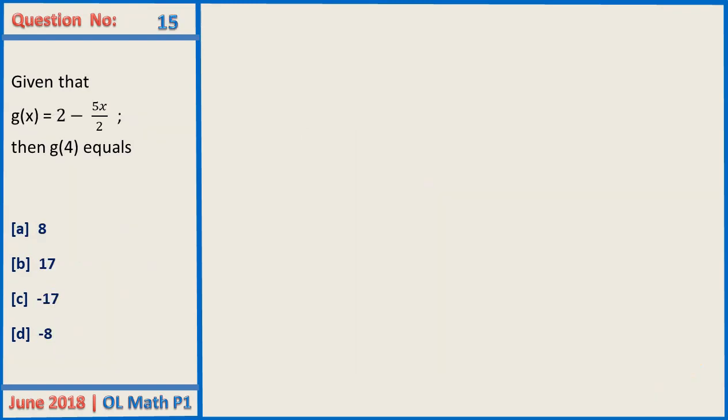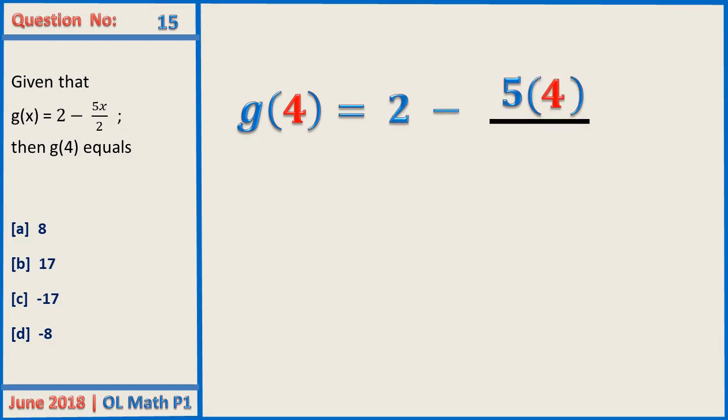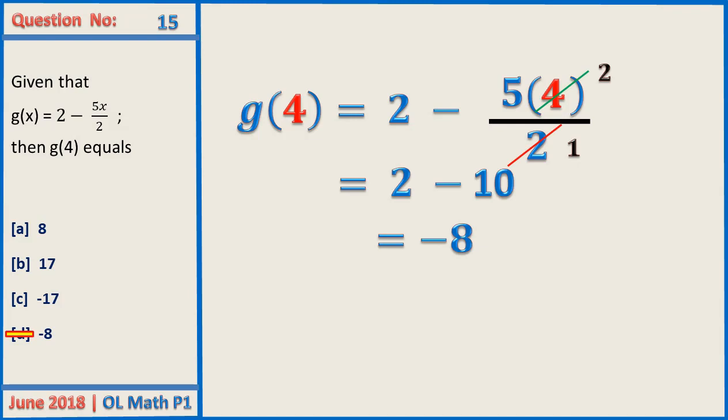Question 15. We have g of x equals 2 minus 5x over 2. Find g of 4. So g of 4 just means to substitute the value of 4 into that function. That gives us 2 minus 5 times 4 over 2. So when we cancel out, you have 2 minus 10, giving us minus 8. So the key here is D, which is minus 8.